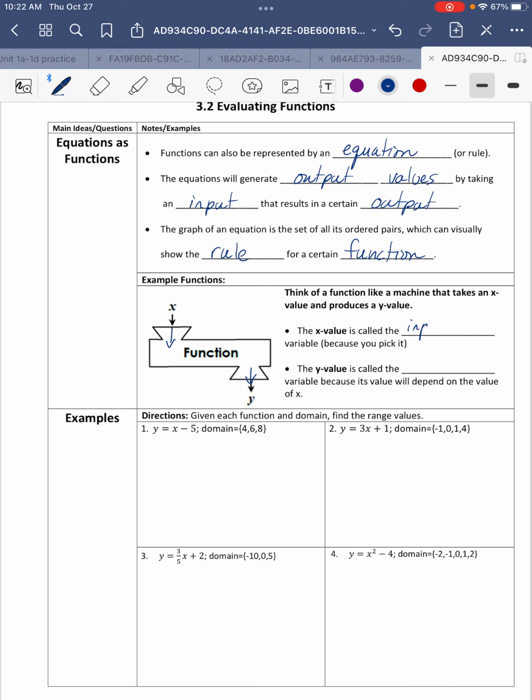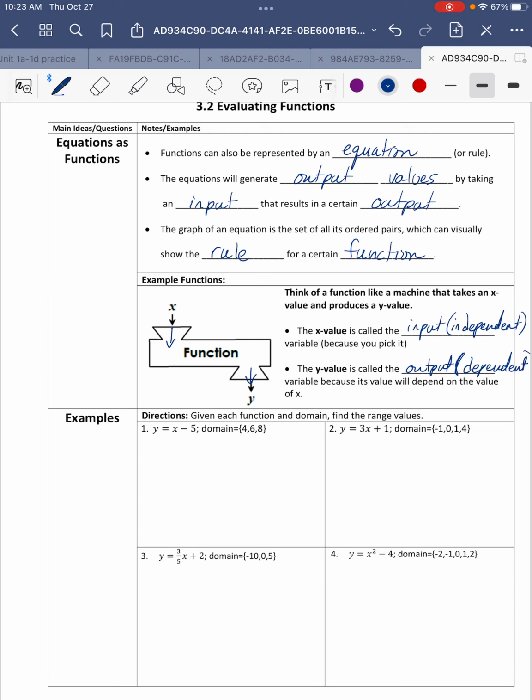So the x value is called the input, and the input is the independent variable because you pick it. It's independent of anything. It doesn't depend on anything. It doesn't rely on anything. The y value is called the output, and it depends on what you put into the input. So it's a dependent value because it's the value that would depend on the value of the x.